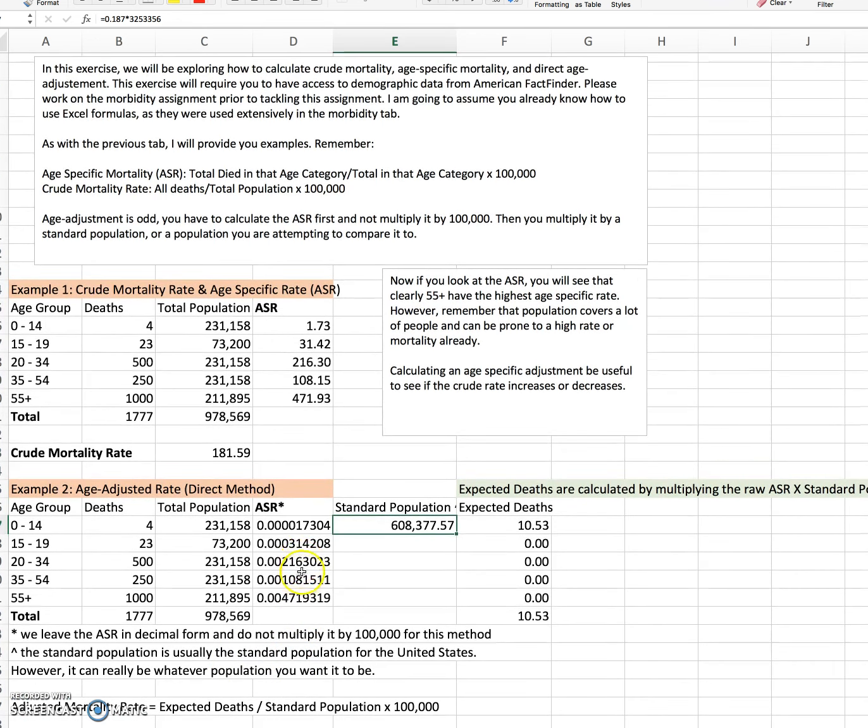This is how you calculate age adjustment. It's very important that you understand how to do it because it is on one of your midterm exams.